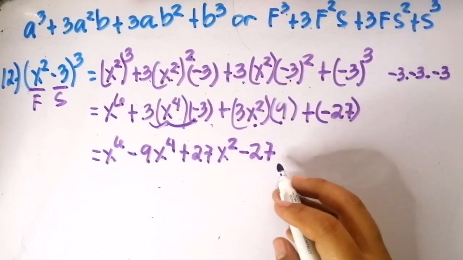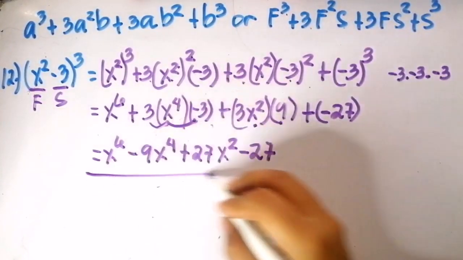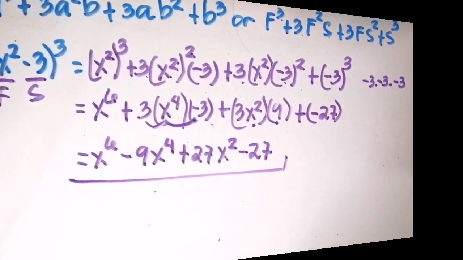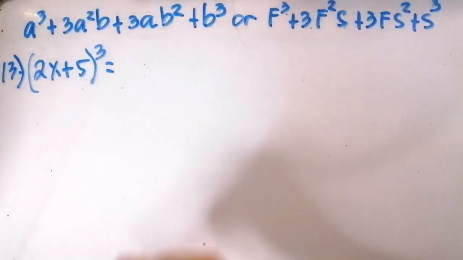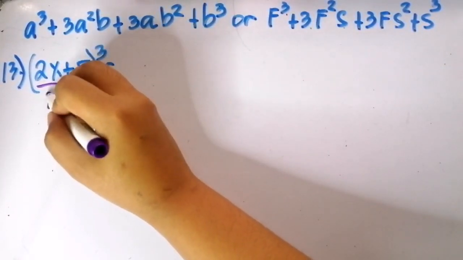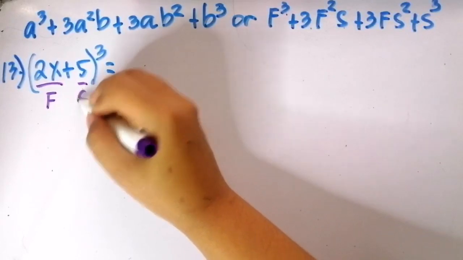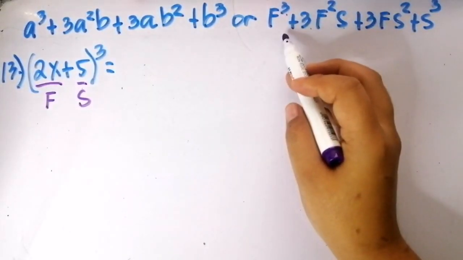Naka-arrange naman na siya according to its exponent. Ibig sabihin, this is now the final answer. Next, number 13, the cube of 2x plus 5. So, ang first term natin dito ay yung 2x. Ang second term natin ay yung 5. So, again, using this pattern.